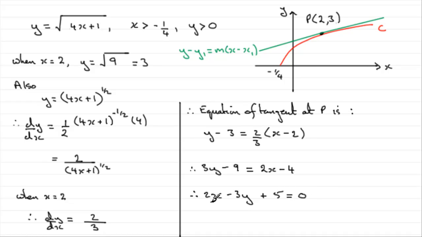So I've got it in the form now, ax plus by plus c equals 0. If we were ever asked to state the values of a, b and c, a would be 2, b would be minus 3, and c would be 5. But we're not, so there you go. That's the answer to this part of the question. That brings us now to the end of the whole question.